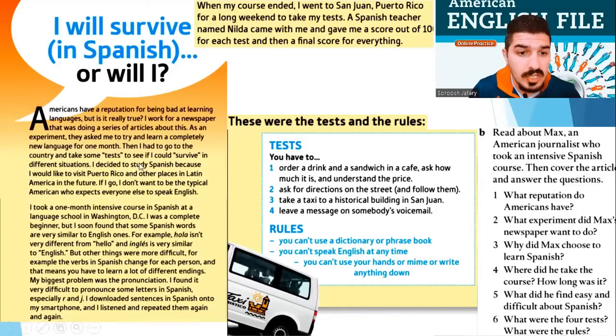I decided to study Spanish because I would like to visit Puerto Rico and other places in Latin America in the future. If I go, I don't want to be the typical American who expects everyone else to speak English. Yeah, that's right. When Americans travel, they ask everybody to speak English. Right, it's true. I took a 1-month intensive course in Spanish at a language school in Washington, D.C.